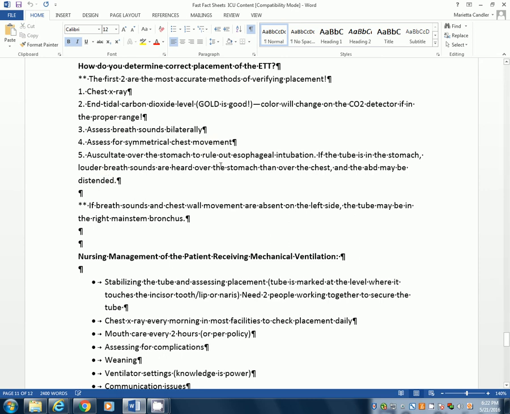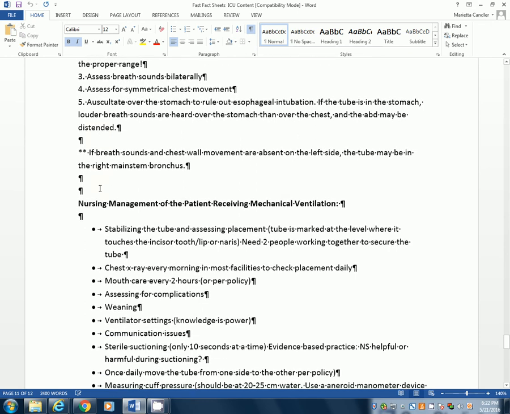Auscultate over the stomach. You want to make sure you don't have it in the stomach, because you can have esophageal intubation. If the tube is in the stomach, you're going to have louder breath sounds that are heard over the stomach than over the chest, and the abdomen's going to become distended because it's blowing up in the abdomen.